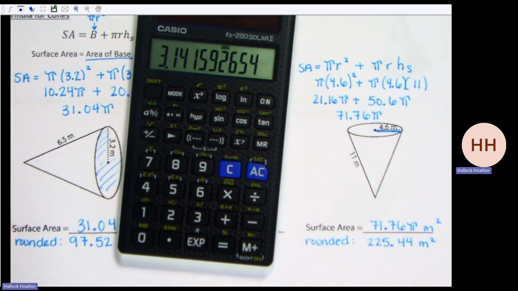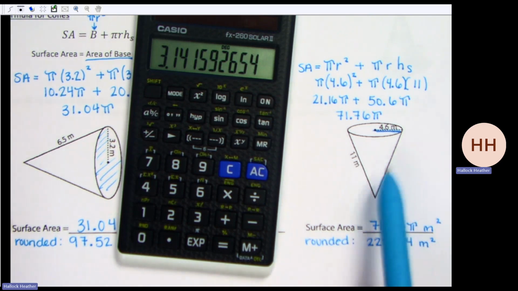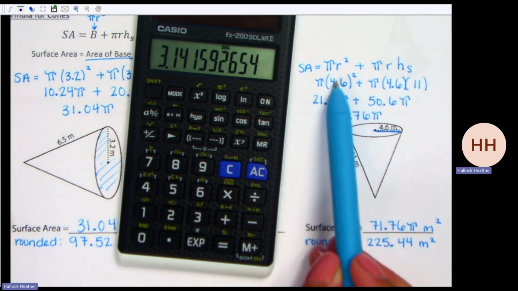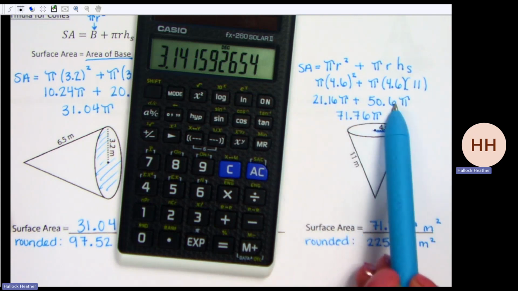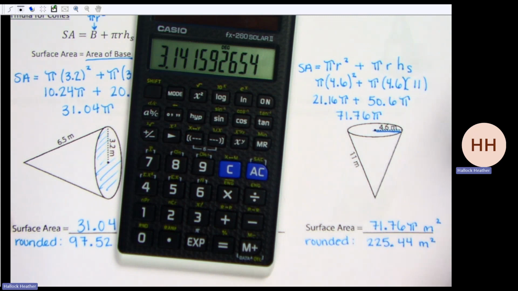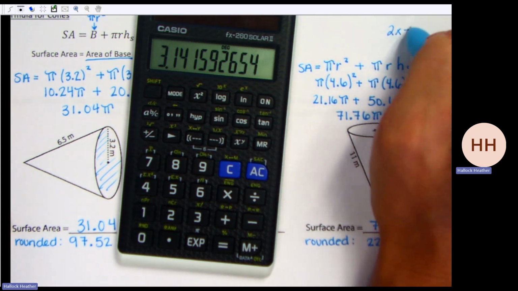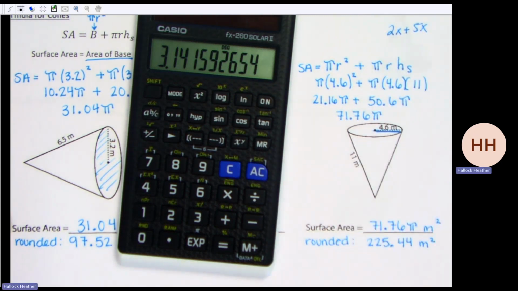Why is it 71.76? Do you understand how I went from here to here, and here to here? Think about it as, don't write this, but 2x plus 5x is 7x. So you just combine. Right?